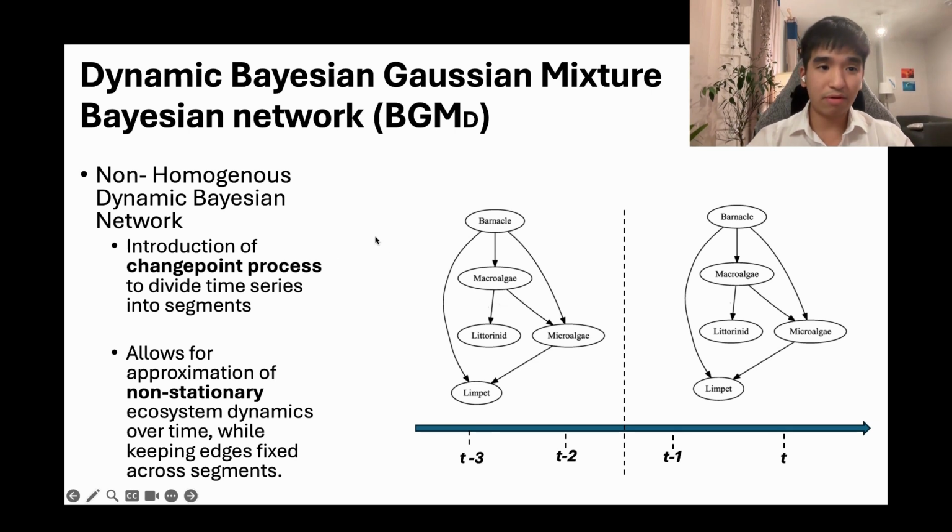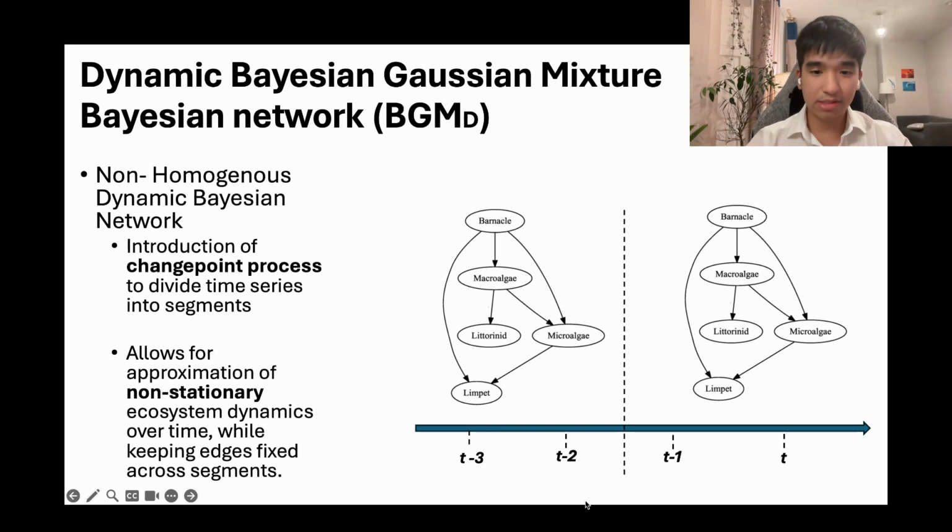What we're doing is recovering a dynamic network structure, but then working out at what point the relationships change. In this case, the model works out that between T minus 3 and T minus 2, you have one set of relationships, interaction strengths I should say, and at T minus 1 and T, that's a different set of interaction strengths.